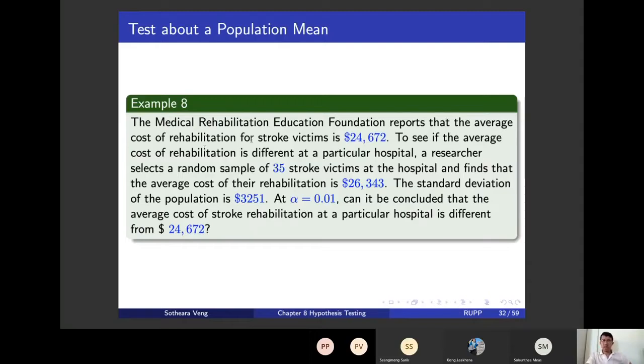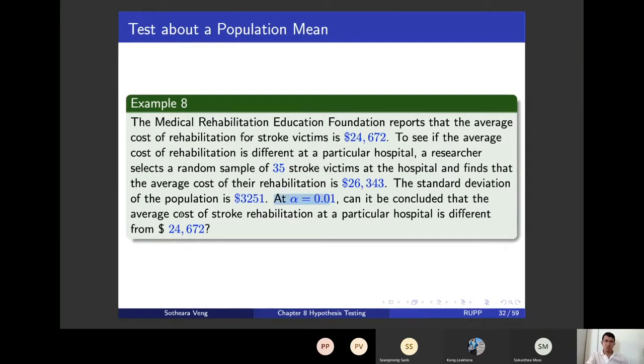In this example, a medical rehabilitation education foundation reports that the average cost of rehabilitation for a stroke victim is $24,652. To see if the average cost of rehabilitation is different at a particular hospital, a researcher selects a random sample of 35 stroke victims at the hospital and finds that the average cost of their rehabilitation is $26,343.